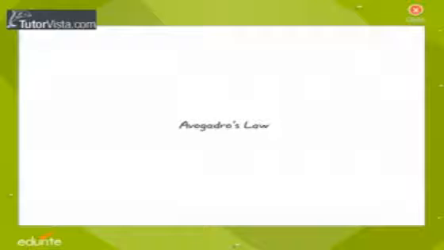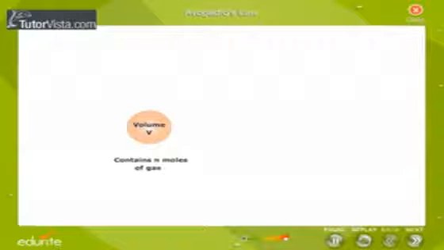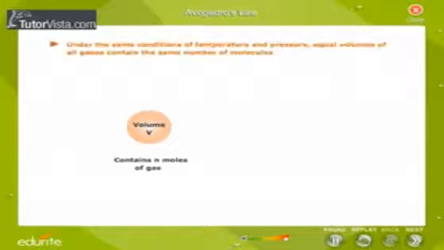Avogadro's law. Amedeo Avogadro, an Italian scientist, proposed that under the same conditions of temperature and pressure, equal volumes of all gases contain the same number of molecules.